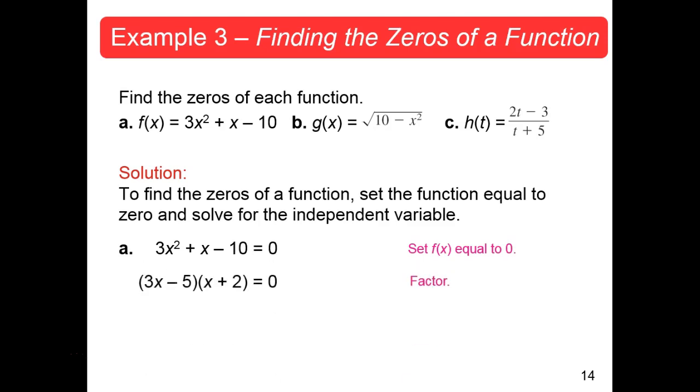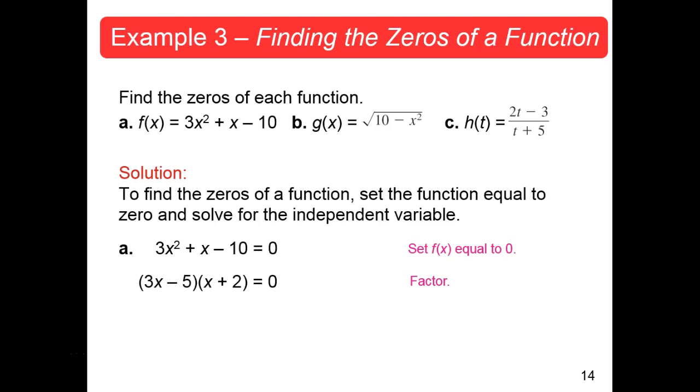Remember, we'll just watch them. 3x minus 5 times x plus 2. Let's just check and make sure they factored it right. Certainly 3x and x makes this. Minus 5 and plus 2 makes 10. Let's see if the middle term's right. 3x times x is 3x squared. Yep, that gives it. 3x times 2 is 6x. Minus 5x is plus x. And then minus 10. Yeah, we got it.